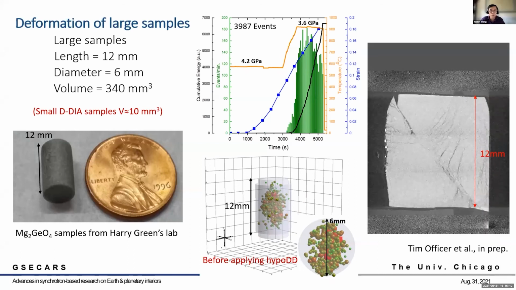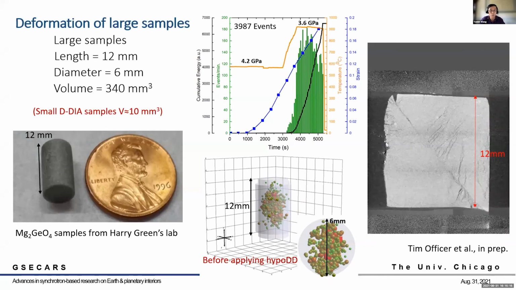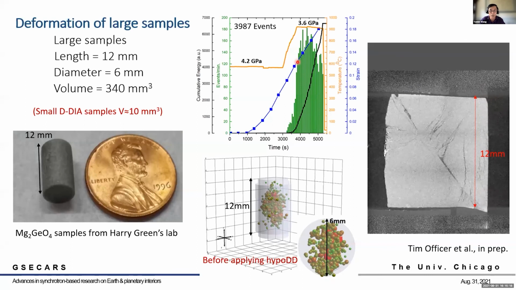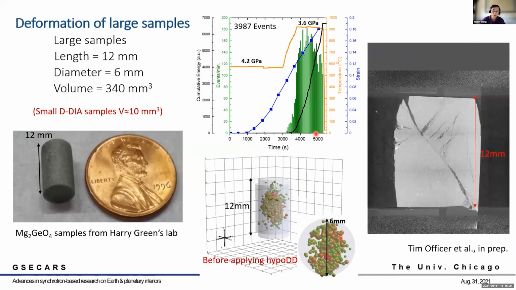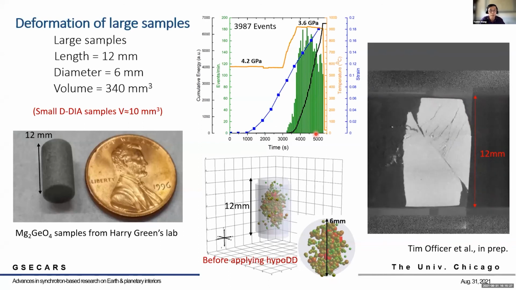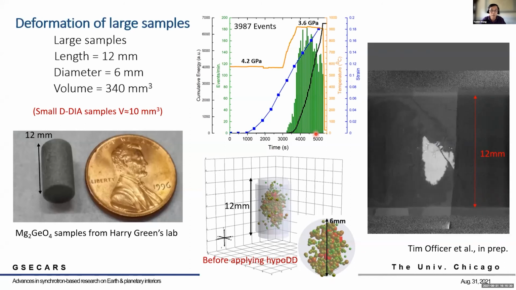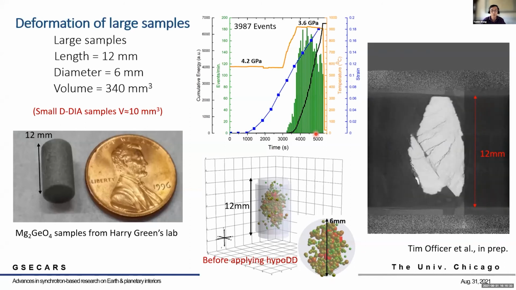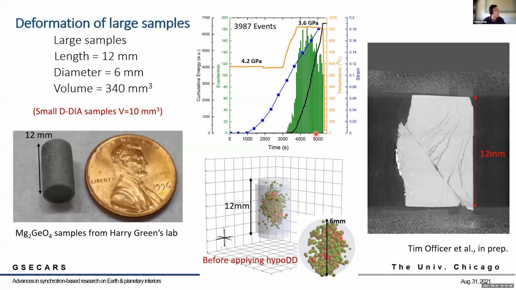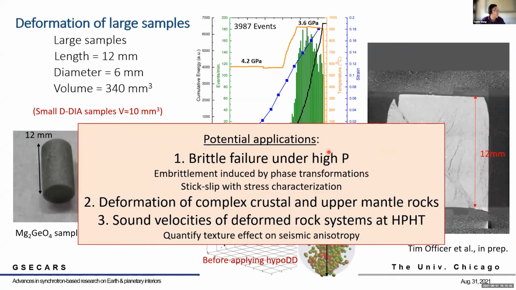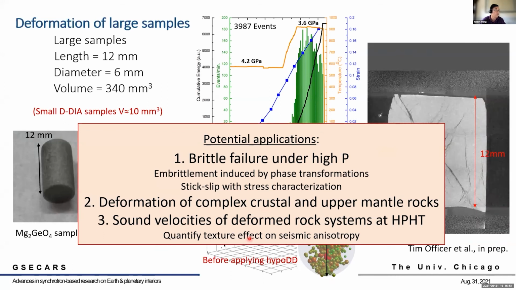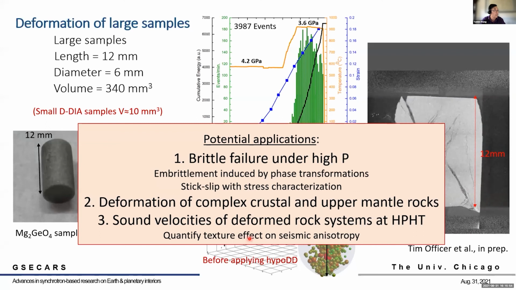Similar cells can be readily applied to plastic deformation on complex rock samples up to this pressure or maybe slightly higher. And if the pressure is even lower, such as in crustal conditions, conceivably one can use a large sample to study stick-slip transformation and frictional faulting in this device to understand brittle deformation in rock, earth science, and earthquake physics. So we have these potential directions to go: brittle failure at high pressure, deformation of complex crustal rocks, and sound velocities of deformed rock samples to quantify texture and anisotropy.